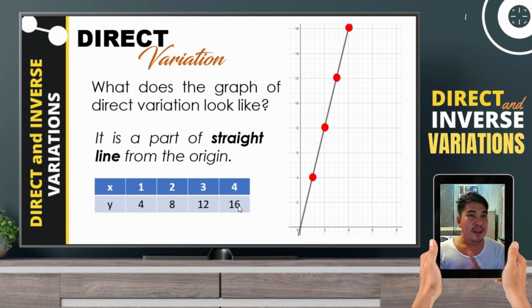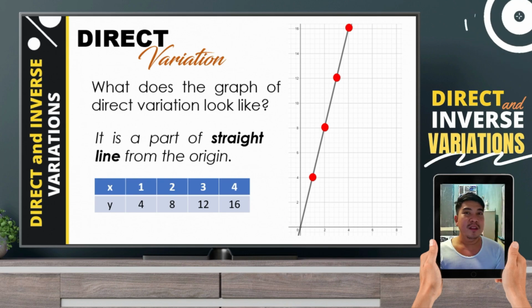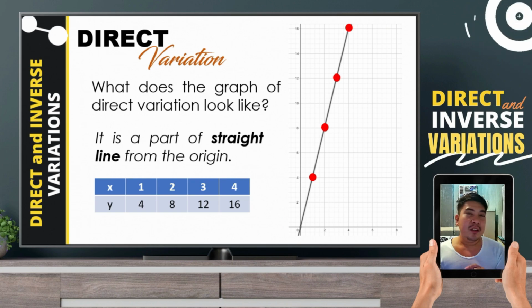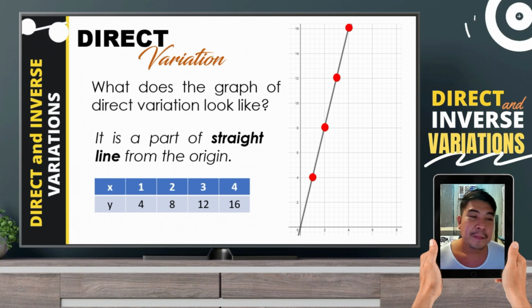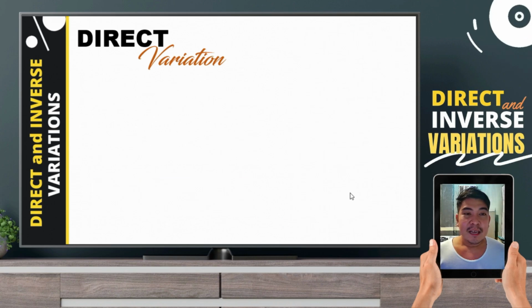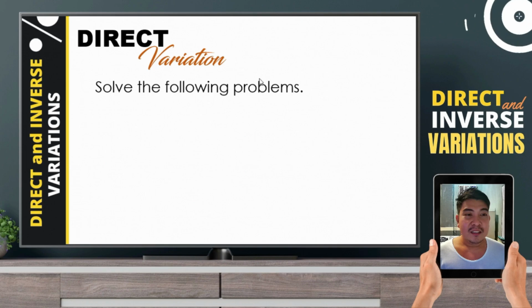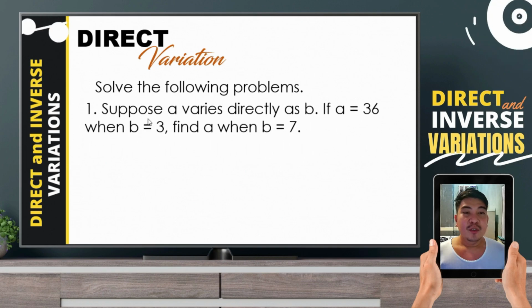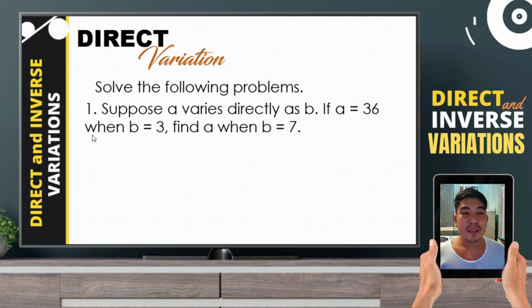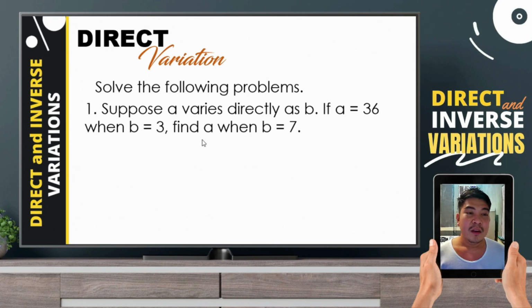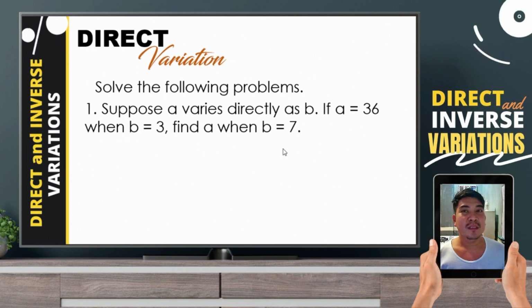So pag sinabing graph ng direct variation, if you are going to illustrate, it is a straight line, part of a straight line that will start from the origin. So next, paano naman tayo magsosolve? Let us solve the following problems. Suppose A varies directly as B. If A is equal to 36 when B is equal to 3, find A when B is equal to 7.